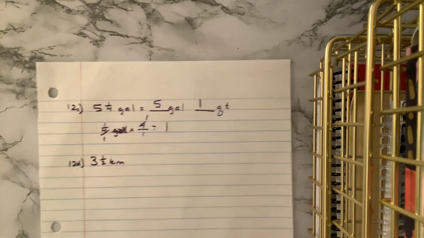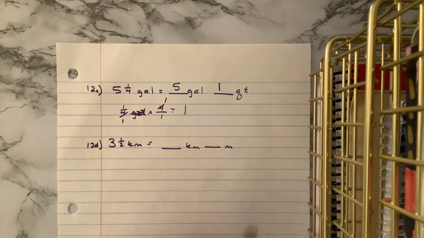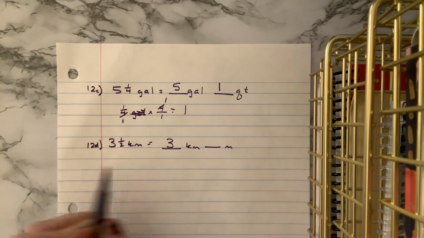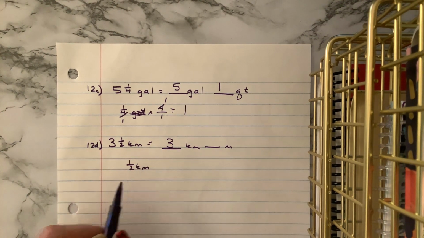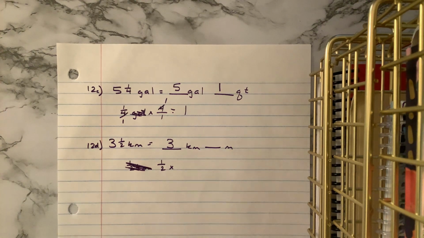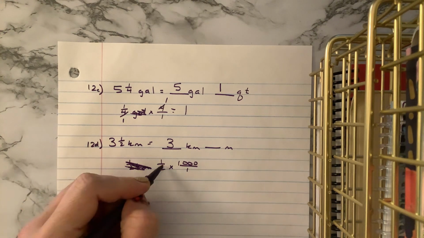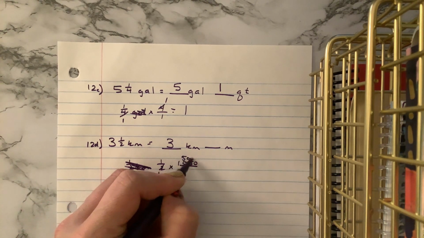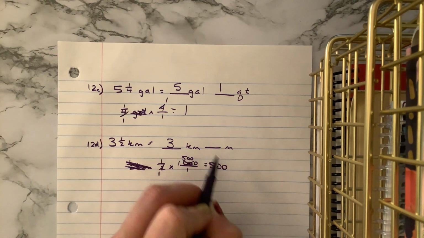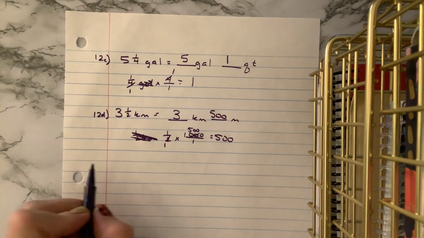So remember, 3 1/2 kilometers equals how many kilometers, how many meters? Our whole number moves right on over. I keep putting in the unit. I don't want to do that. 1/2, we're going kilometers to meters, so we're going to multiply by 1,000. When you simplify in advance, you should get 500. So 500 meters. 3 kilometers, 500 meters.